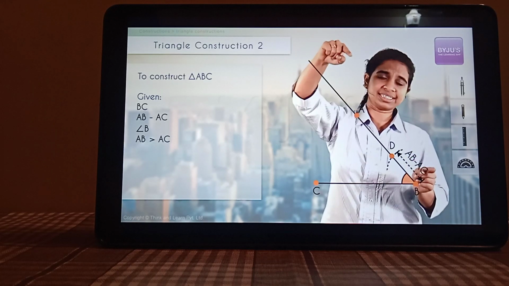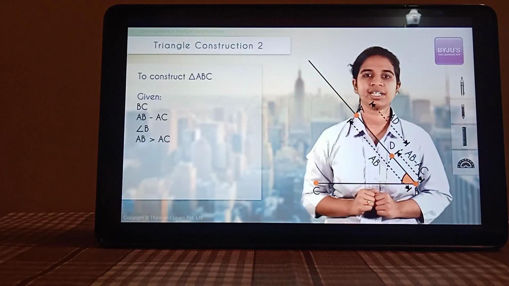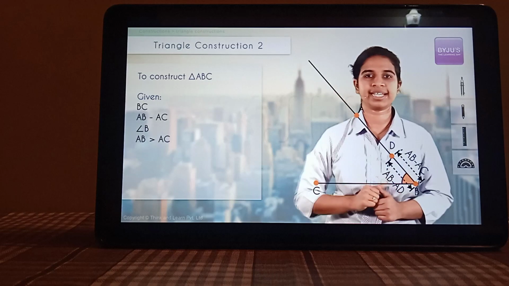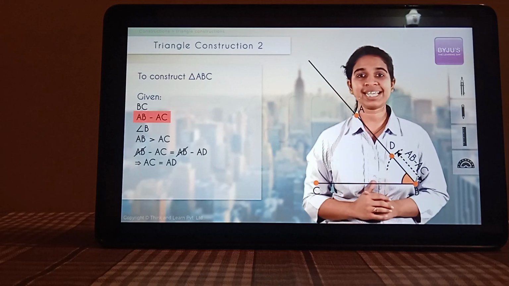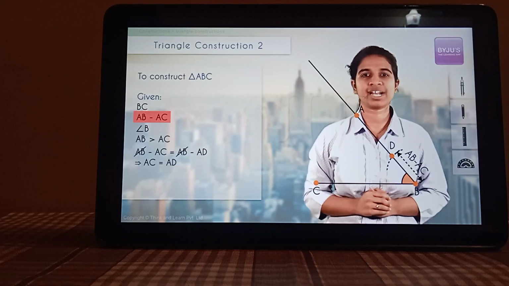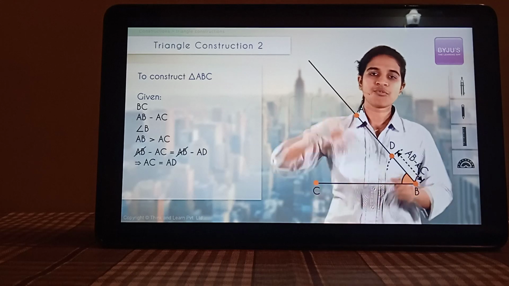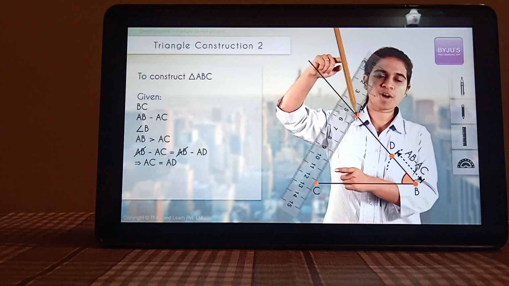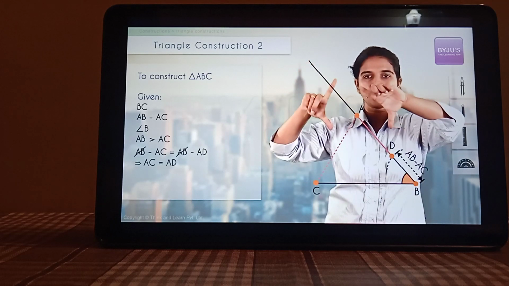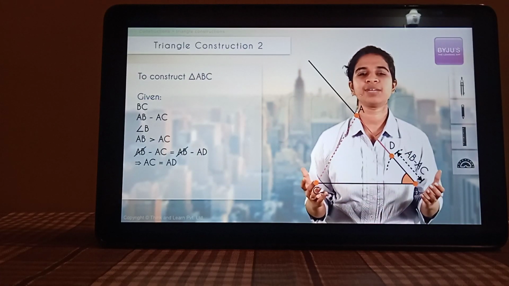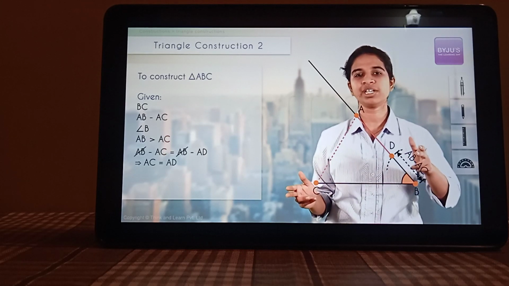That means this BD is nothing but, if you look at this figure, AB minus AD. BD is nothing but AB minus AD, correct? But we know that BD should be AB minus AC. That is what is given to us in the question, right? BD is AB minus AC, which means from this point A, if I draw AC, like I drew AD, both of them should be equal. How can I get them to be equal? The method is exactly the same as before.